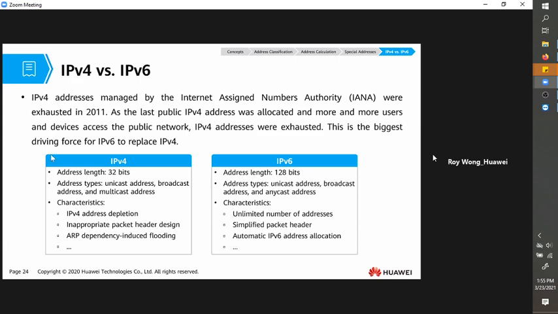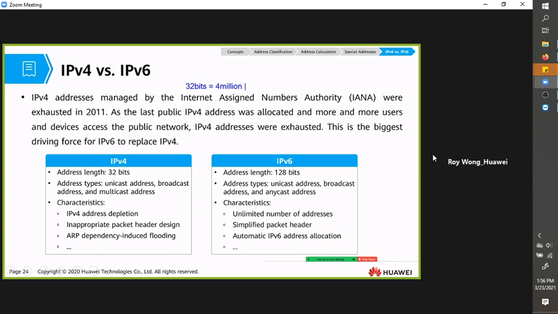Okay, then the next here is the comparison. They try to compare IPv4 versus IPv6. IPv4 addresses are managed by the Internet Assigned Numbers Authority, IANA, which exhausted in 2011, as the last public IPv4 address was allocated, with more users and devices accessing the network. IPv4 addresses were exhausted. So this is the big driving force for IPv6 to replace IPv4. Because as I said earlier, IPv4 is maximum only 32 bits. So that means it's around 4 million IP addresses. But even though I put 4 million here, it's actually not enough.